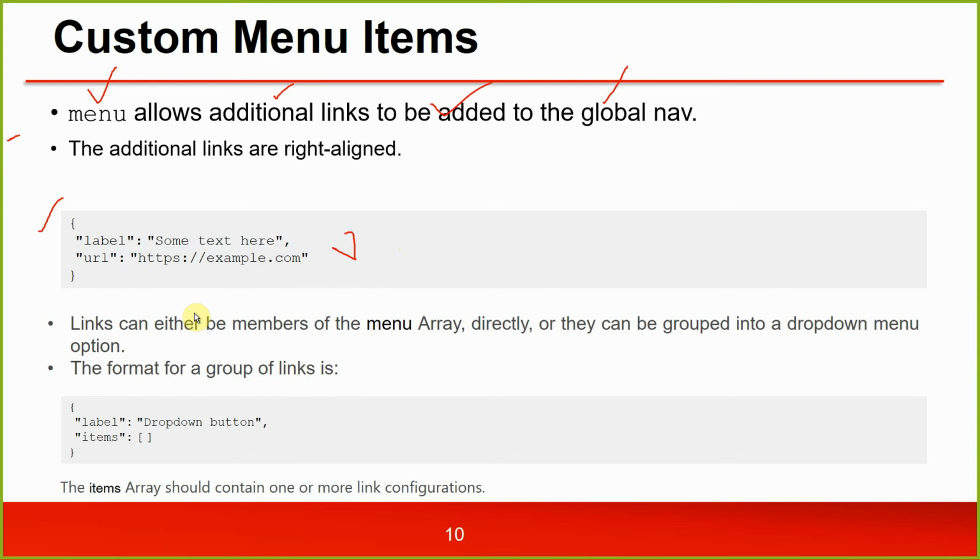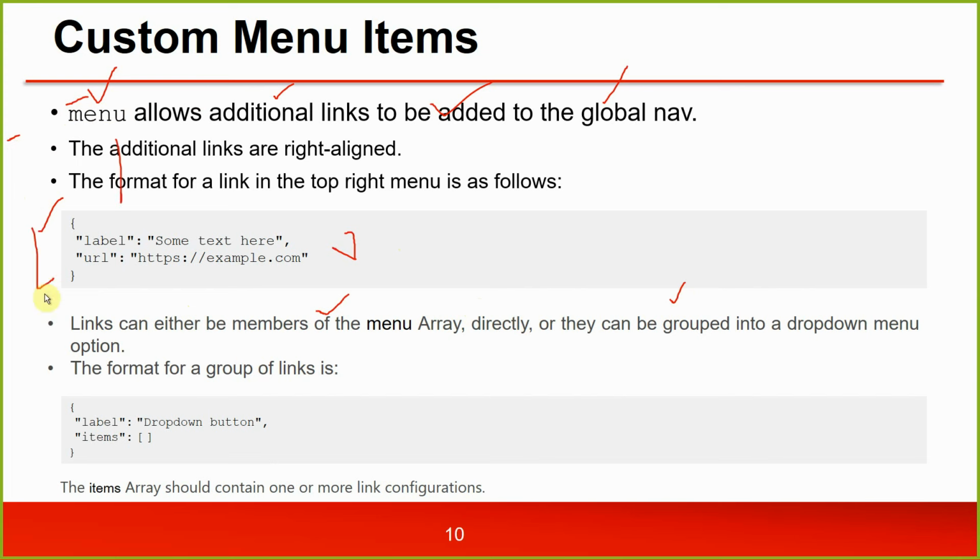Links can either be members of the menu entry directly, or they can be grouped into a dropdown group option, menu option. The additional links are always right aligned. The format of the link at the top right menu is this. Now the format for a group of links is a label, dropdown button, and the items. The items array should contain one or more link configurations.